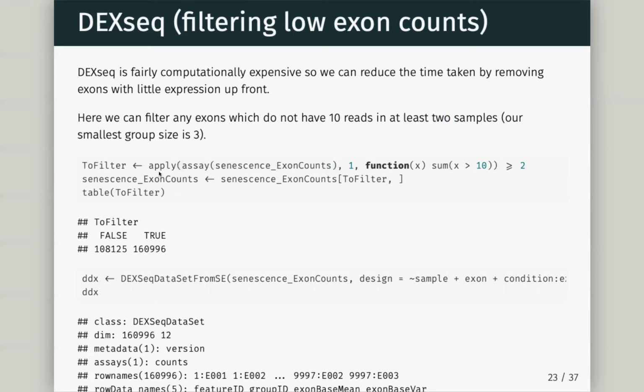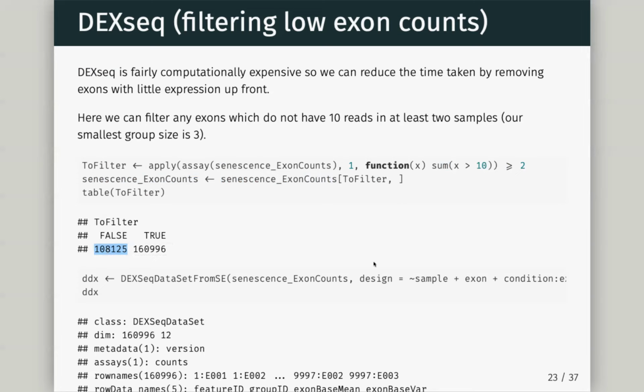But we're just going to apply that to the matrix. And for every row, using apply, going by the rows, I'm just looking for when the total number of reads is greater than 10. It needs to happen in at least 2 samples. We can use that then to filter our senescence exon counts, and this is a significant filter. We've gone from 200,000 exons down to only 100,000. But all those exons we've thrown away have barely any counts over them, and they wouldn't have been interesting for our test anyway.